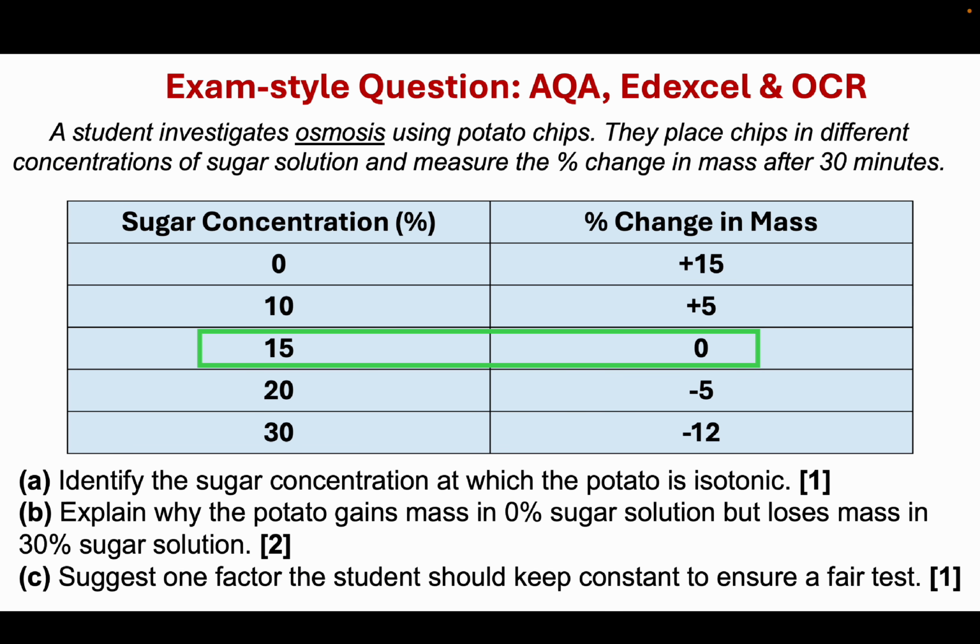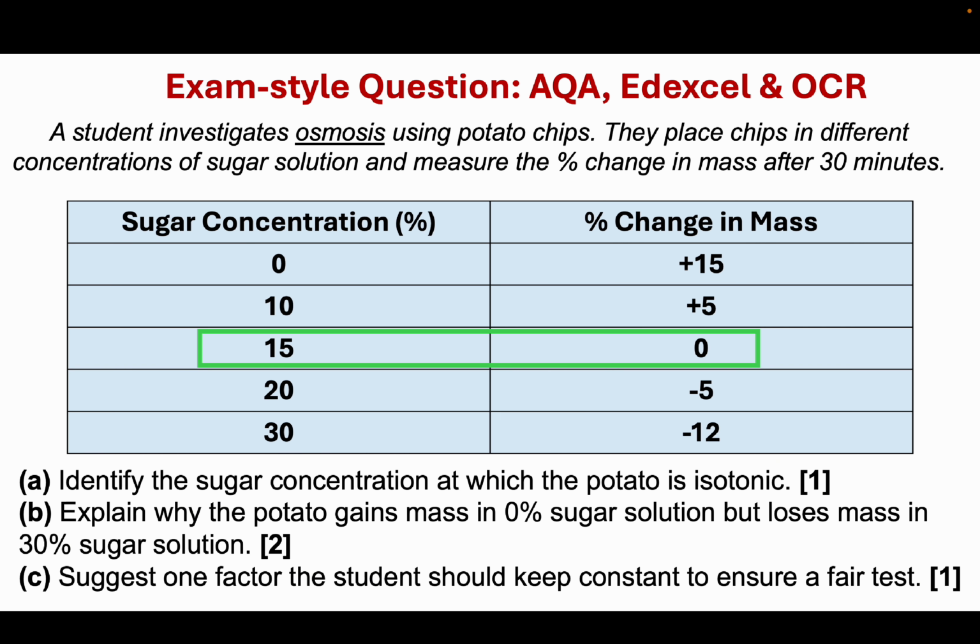Part B. Explain why the potato gains mass in 0% sugar solution, but it loses mass in 30% sugar solution. This goes back to the point we looked at earlier with our beakers. 0% sugar solution means basically no sugar in there, it's all water. So that is an extremely high concentration of water that the potato is surrounded by. So if it's surrounded by a lot of water, the water will move into the potato. It should gain mass. However, at 30% sugar solution, the potato has more water than the actual solution, so water would move out, and therefore it loses mass.